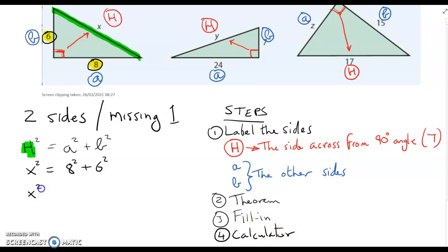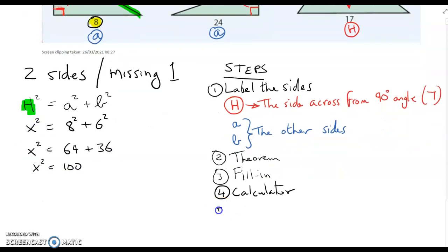I just used my calculator to tidy up. X squared is still going to be X squared. There's nothing I can do there. But 8 squared is 64 and 6 squared is 36. Add those two numbers together and you get 100. The very last thing is you bring the squared over, because you don't want to know what X squared is. You want to know what X is. So you bring that power of 2 over to the other side, and when you bring it over, it changes to a square root. The square root of 100 is 10. So you found that missing side.